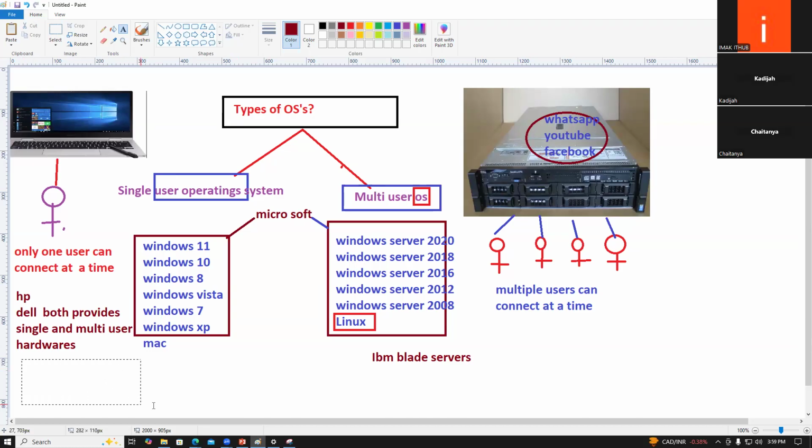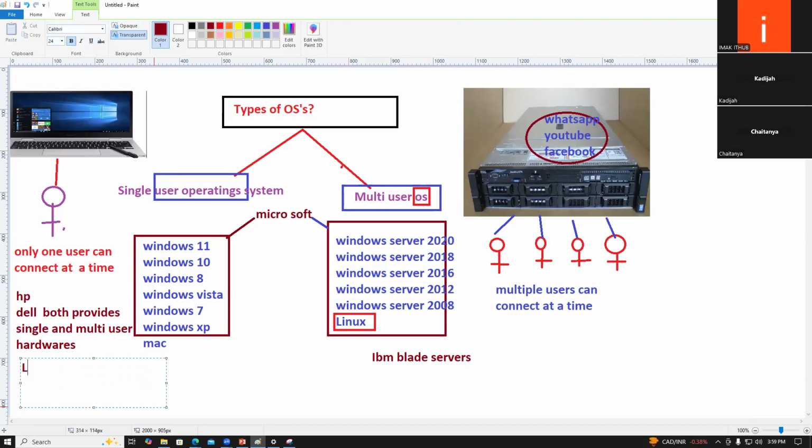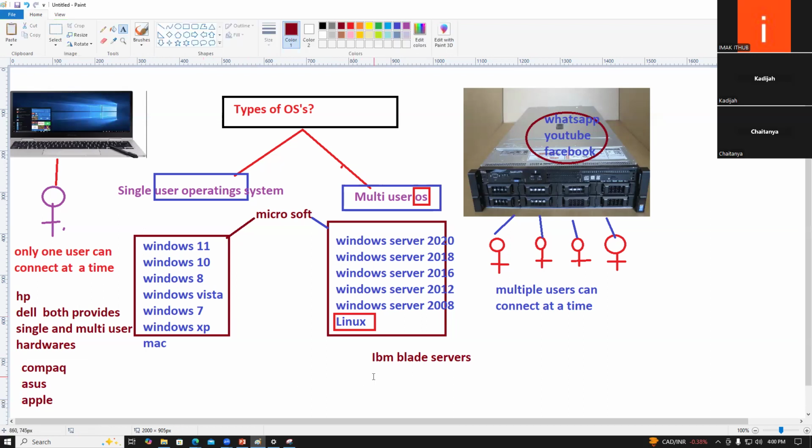Some companies provide only single user hardware: Lenovo, Samsung, Compaq, and Asus. Apple also creates only for the single user operating system. Now you understood the types of OSs and types of hardware.